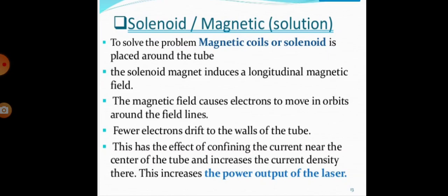Magnetic coils or solenoid is placed around the tube. The solenoid magnet induces a longitudinal magnetic field. The magnetic field causes electrons to move in orbits around the field lines. Fewer electrons drift to the walls of the tube. This has the effect of confining the current near the center of the tube and increases the current density, increasing the power output of the laser.